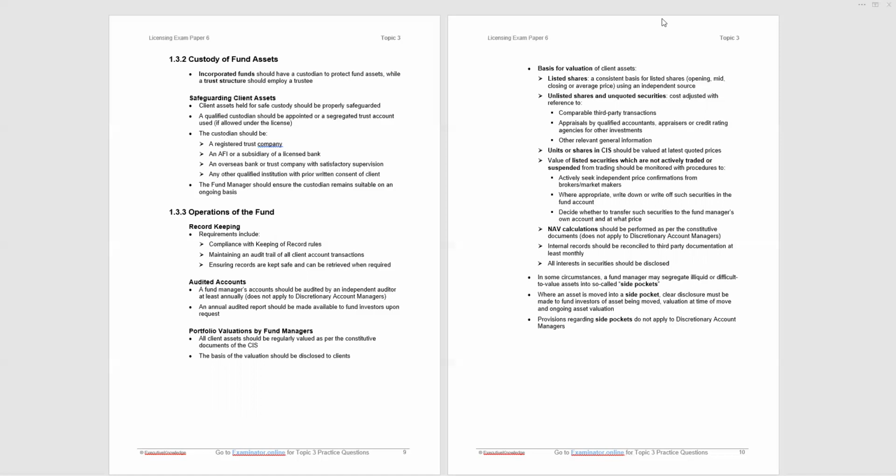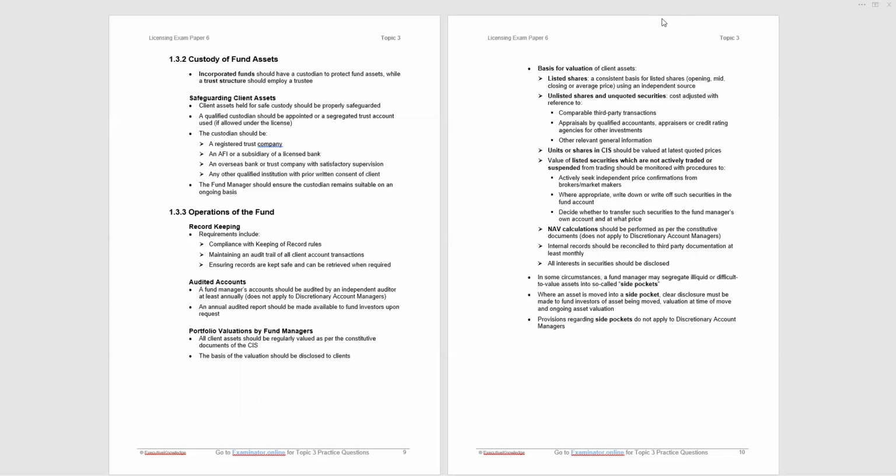This is non-performing assets that can be sort of put into a side pocket so that it no longer affects the main fund in terms of valuation. So a fund manager may segregate illiquid or difficult to value assets into these side pockets. If an asset is moved into the side pocket, clear disclosure made to fund investors of the asset being moved, etc. And provisions regarding side pockets do not apply to discretionary account managers. This is for collective investment schemes.